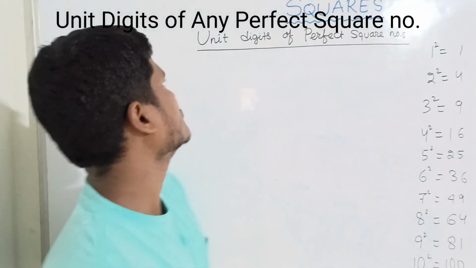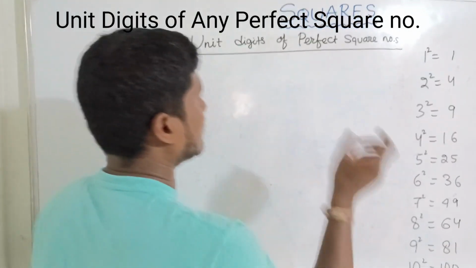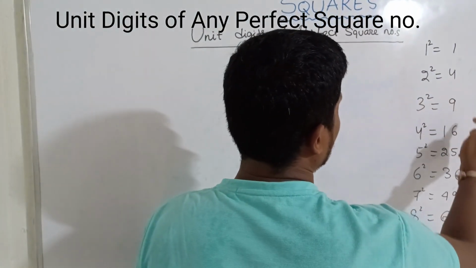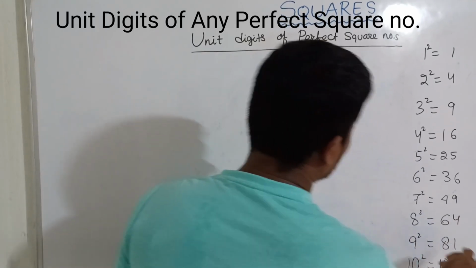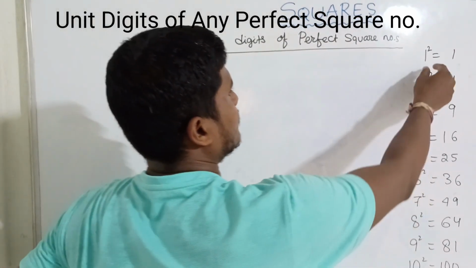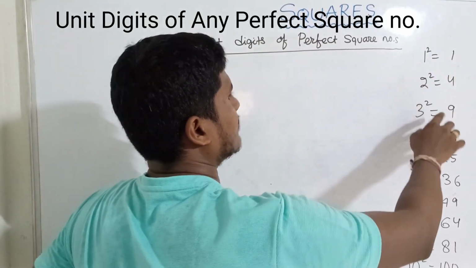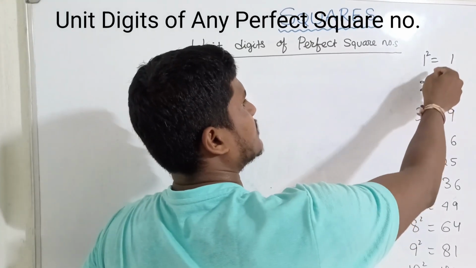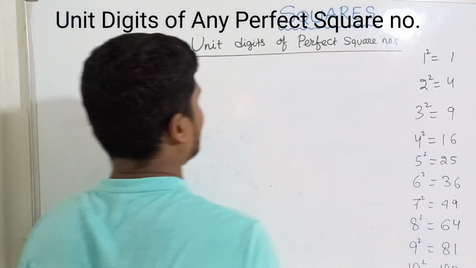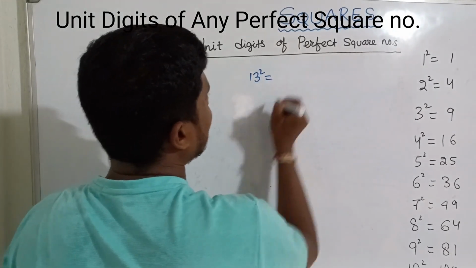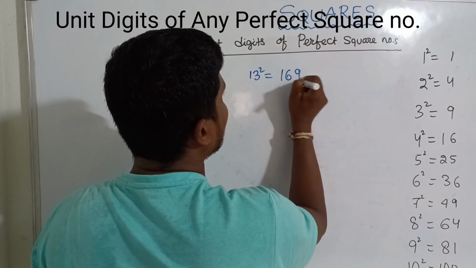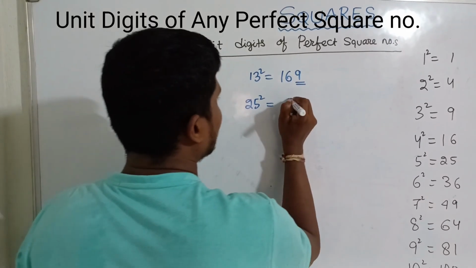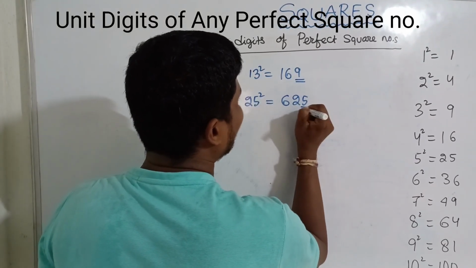Now, you can take any number and its square. The unit digit should always be 1, 4, 9, 6, 5, 6, 9, 4, 1, 0. Suppose I want to square a number with unit digit 1: the square is always unit digit 1. If I square a number that contains unit digit 2, the square would always have unit digit 4. Suppose I take 13 square. What is the 13 square? 169. What is the unit digit? 9. Suppose I want 25 square. That is 625. Here the unit digit is 5.